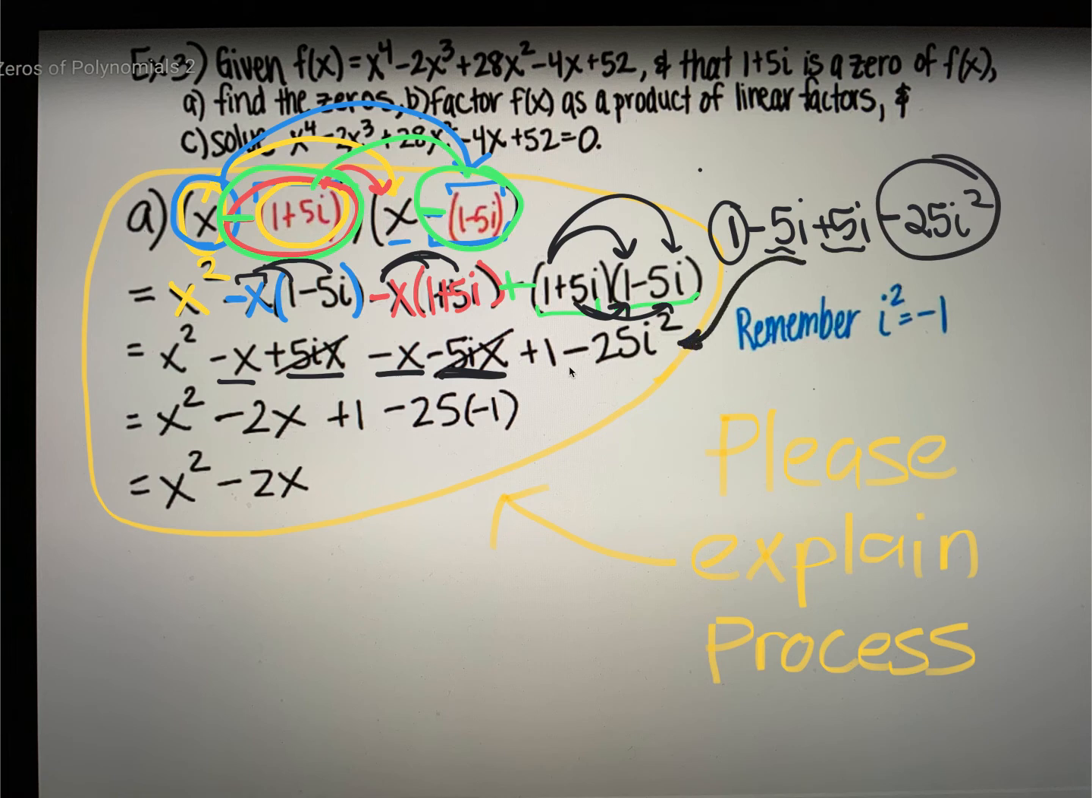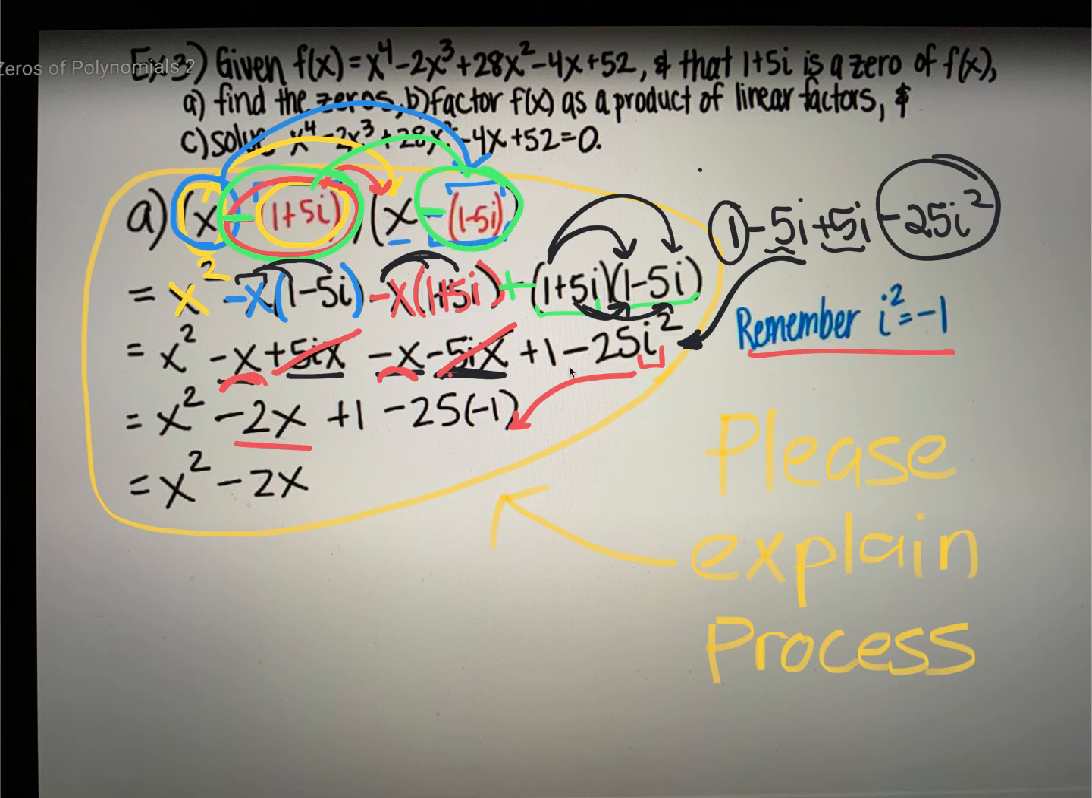They also started combining like terms. So this 5ix and the other negative 5x, those cancel each other out. We know that i squared is equal to negative 1. That's a definition. So they just rewrote that. And then they also combined a negative x and a negative x. That's where negative 2x came from.